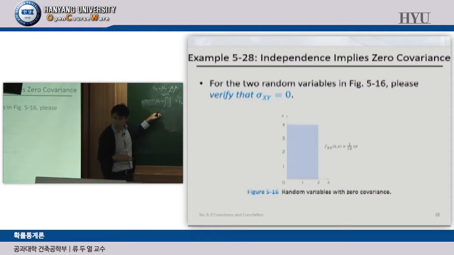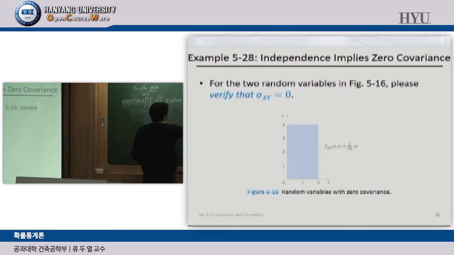This is the same formulation as the previous discrete case, but the only difference is that the double sigma is changed to the double integration. This is exactly the same formulation. So this can be written as the double integration of x times 1 over 16 xy dx dy, from 0 to 2 and 0 to 4.